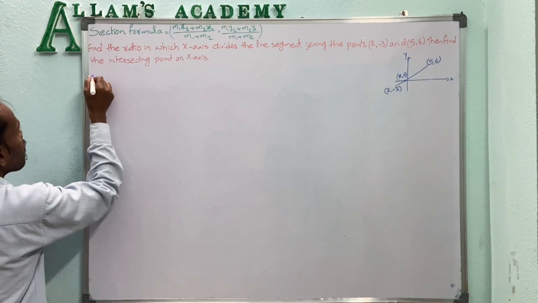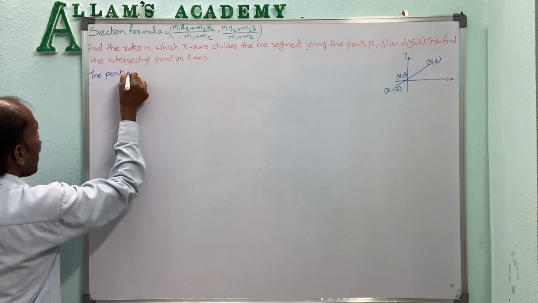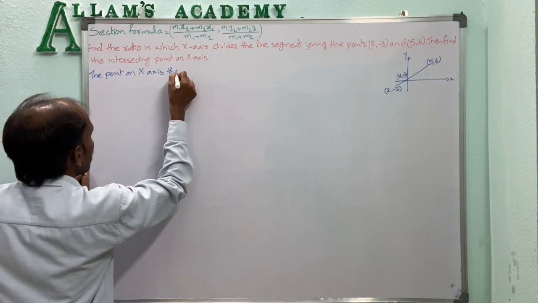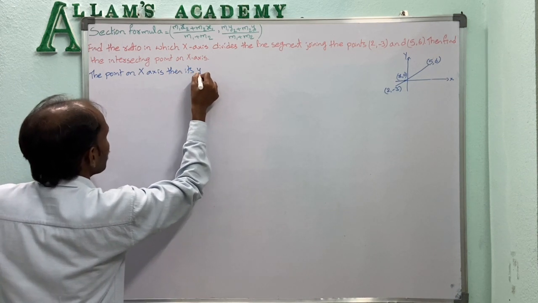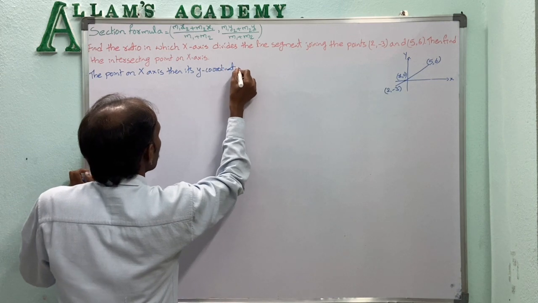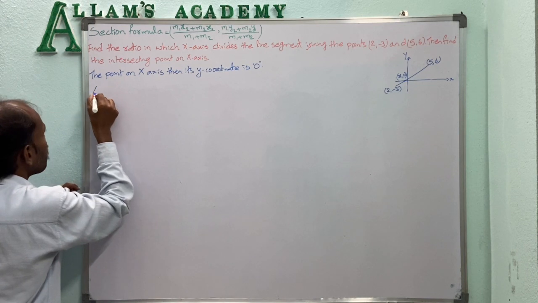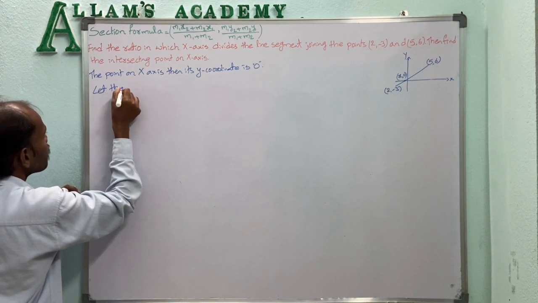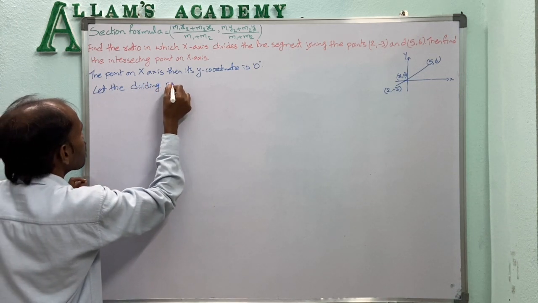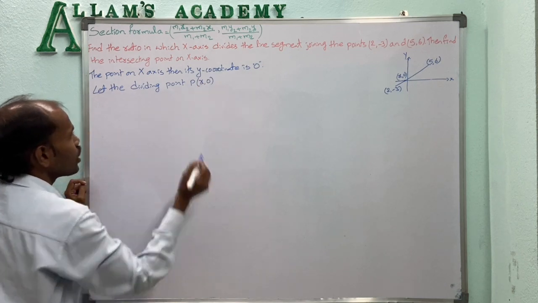So the point on the x-axis, then its y coordinate is 0. Let the point be P of x comma 0.